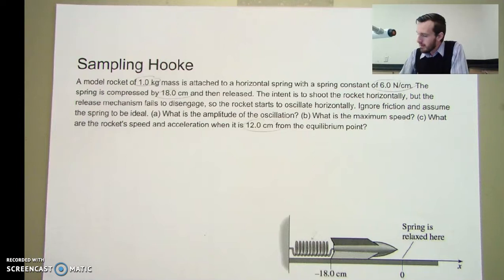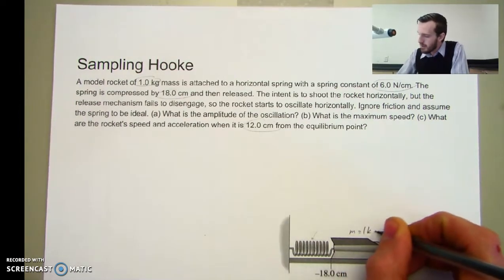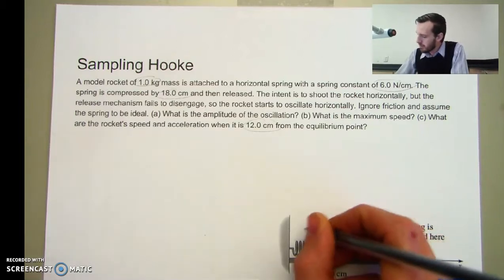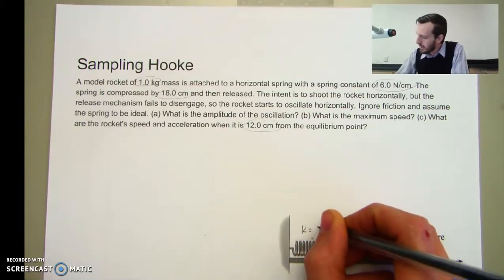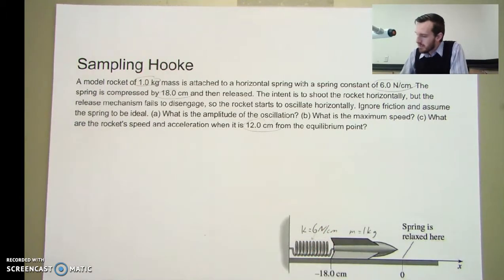A model rocket has a mass attached to it, so I'll write the mass over here and label my diagram. The spring has a spring constant, written as the variable k, of 6 newtons per centimeter. The spring is compressed by 18 centimeters, as shown in the diagram here, and then released. The intent is to shoot the rocket horizontally, but the release mechanism fails to disengage, so the rocket starts to oscillate horizontally. Basically it stays attached. Ignore friction and assume the spring to be ideal. What is the amplitude of the oscillation?